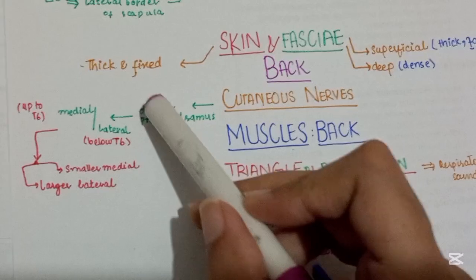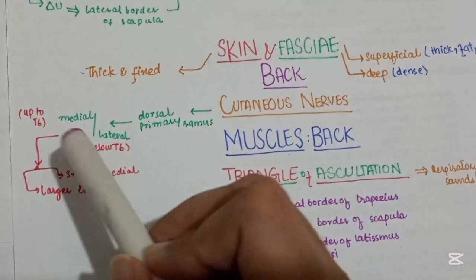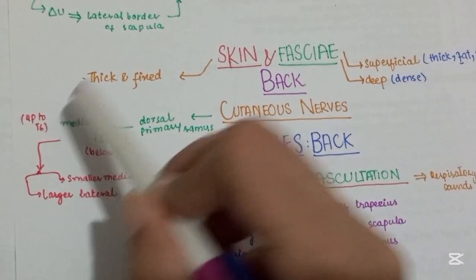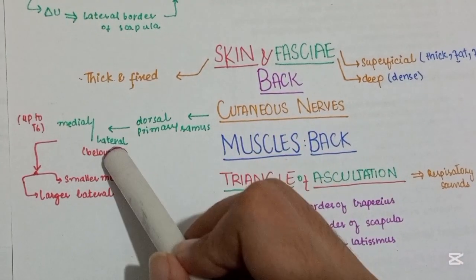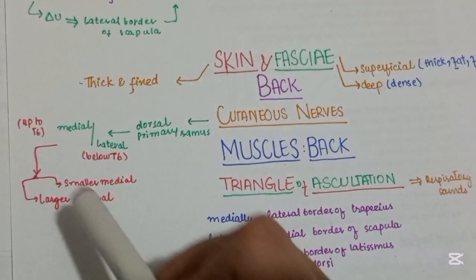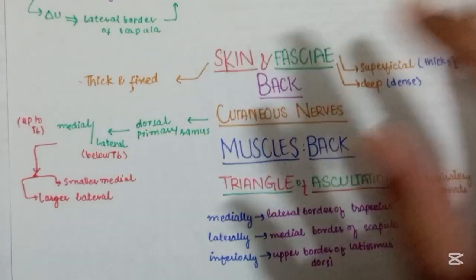So here again see that dorsal primary ramus divides into medial and lateral branches. In the upper part of the body, medial branches become the cutaneous nerves, whereas in the lower part of the body, these are the lateral branches that become the cutaneous nerves, and those that become the cutaneous nerves further divide into smaller medial branch and larger lateral branch, and they supply the skin of the back.